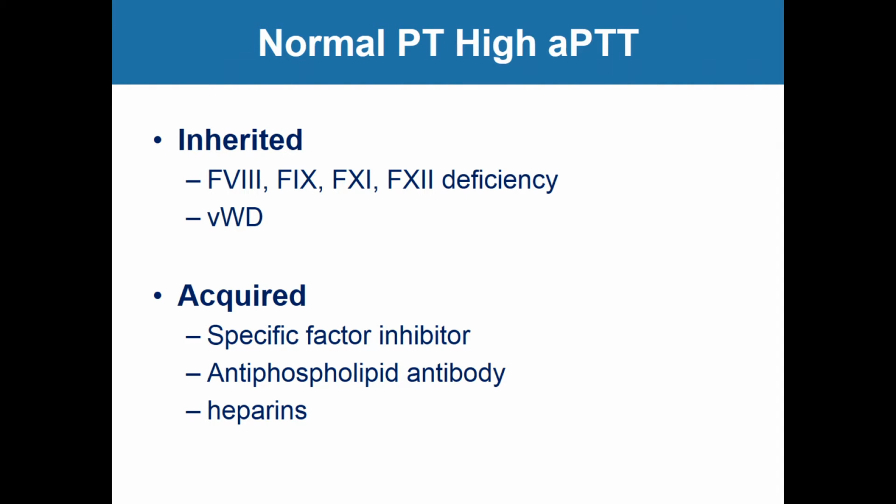For acquired elevated PTT and normal PT, there can be specific factor inhibitors, such as acquired factor 8 inhibitor or, less rarely, inhibitors to factor 9 or other specific factors. Antiphospholipid antibodies can result in an elevated PTT. However, they do not result in a bleeding diathesis. And heparins, even small amounts of heparin present in the tube or possibly present in a catheter, such as a dialysis catheter line, or central access catheter, such as a portacath, can result in a significantly elevated PTT.